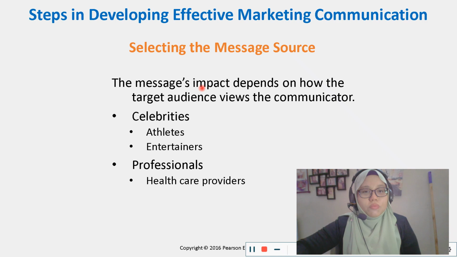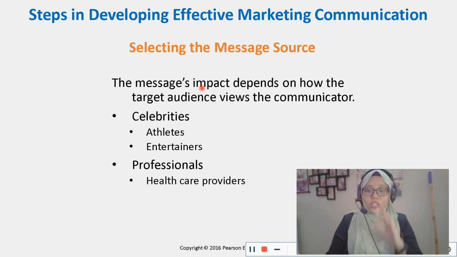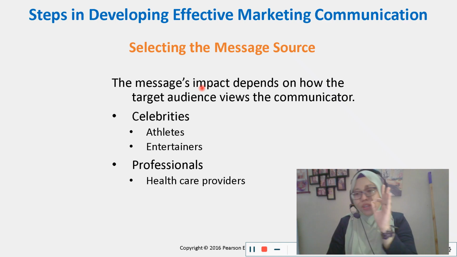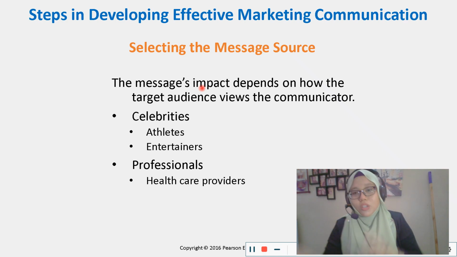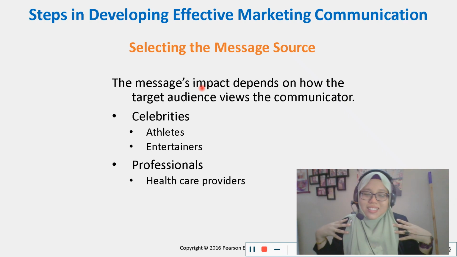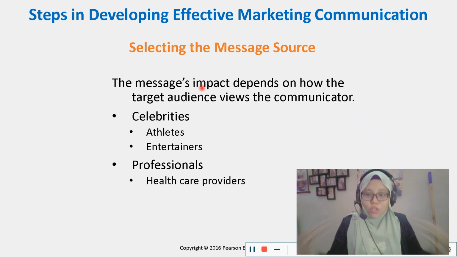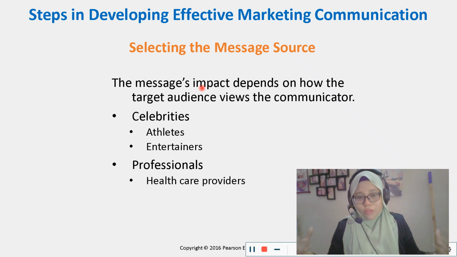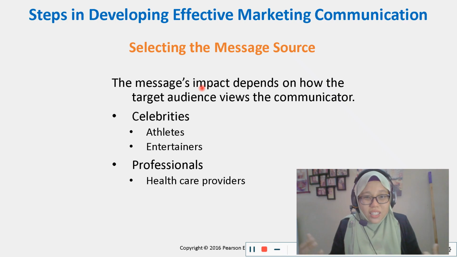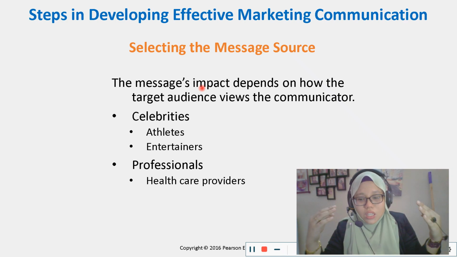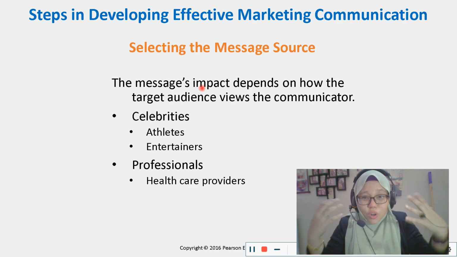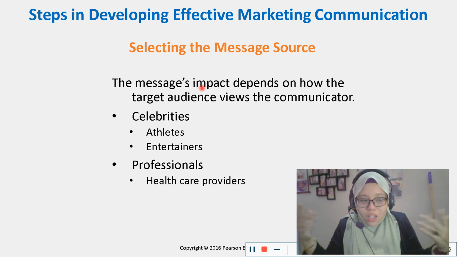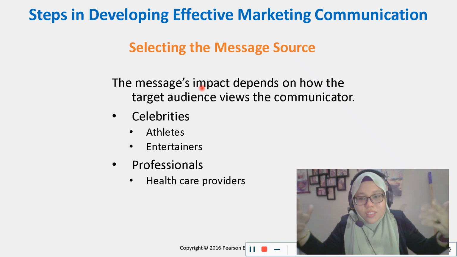Okay, so when you want to select the method source, so this is the last part. You have to select and you have to collect feedback. So Nike, they use athletes. Adidas, they use entertainers, because they believe that they know their target audience. Okay, they know their target audience. They have their own values that they want to deliver. So they will make sure that the communicator of their product is someone that the target audience wants.